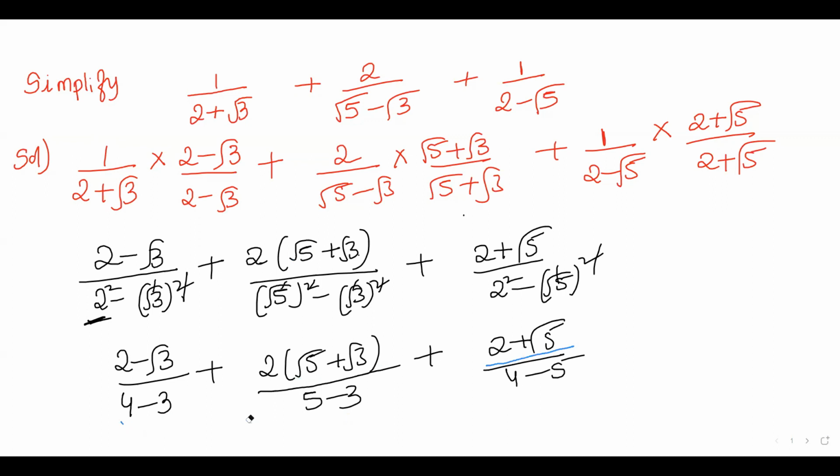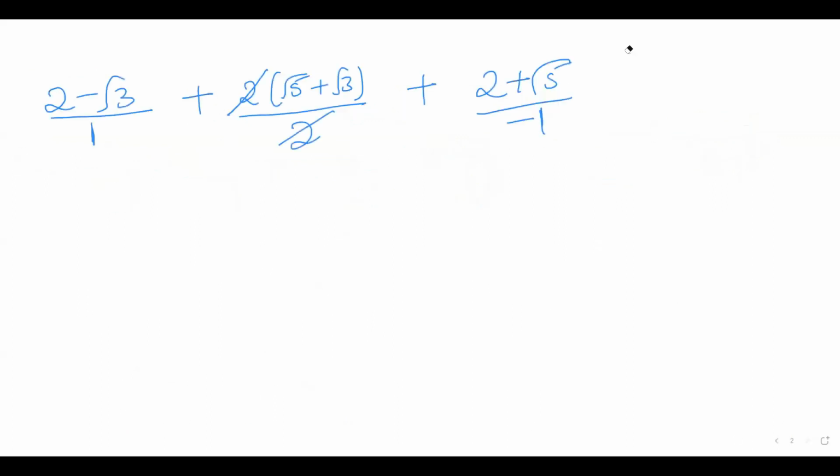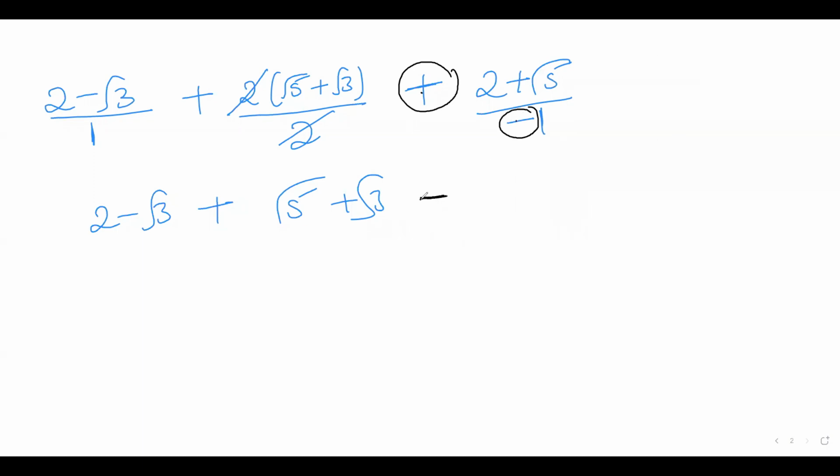Now, 2 minus root 3 plus root 5 plus root 3. This plus and this minus, plus into minus, whole thing will become minus. When you have minus and two terms, you have to maintain the bracket.